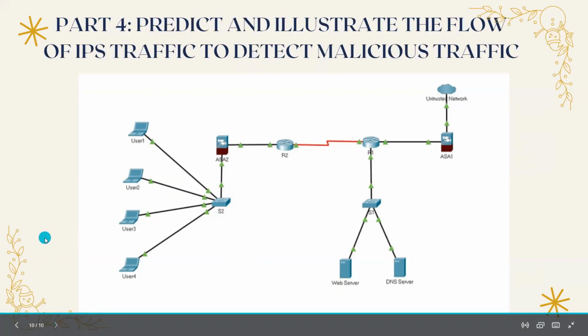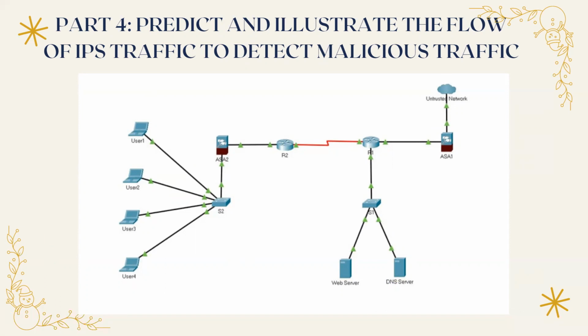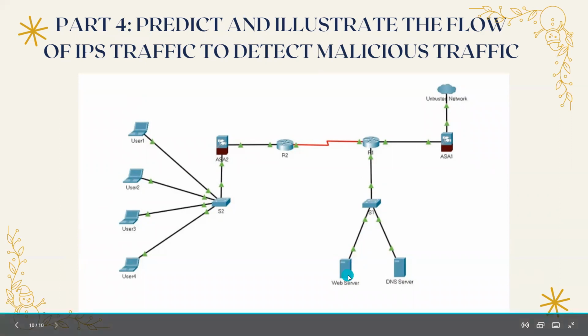So we move to the last part, part 4, to predict and illustrate the flow of IPS traffic to detect malicious traffic. First we go to the untrusted network. It connects with firewall 1, and then firewall 1 connects with R1. R1 connects with switch 1, and then switch 1 connects with the web server and the DNS server.